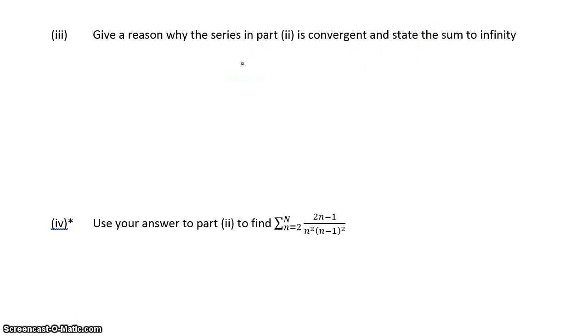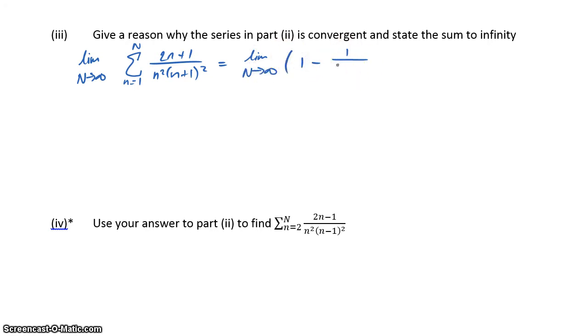So what are we going to do? Well, let's just look at it. What would be the limit as n goes to infinity of the sum from n equals 1 of 2n plus 1 over n squared, n plus 1 squared? Well, that would still be the limit as n goes to infinity of 1 minus 1 over n plus 1 squared, which is what we found out from the previous part.